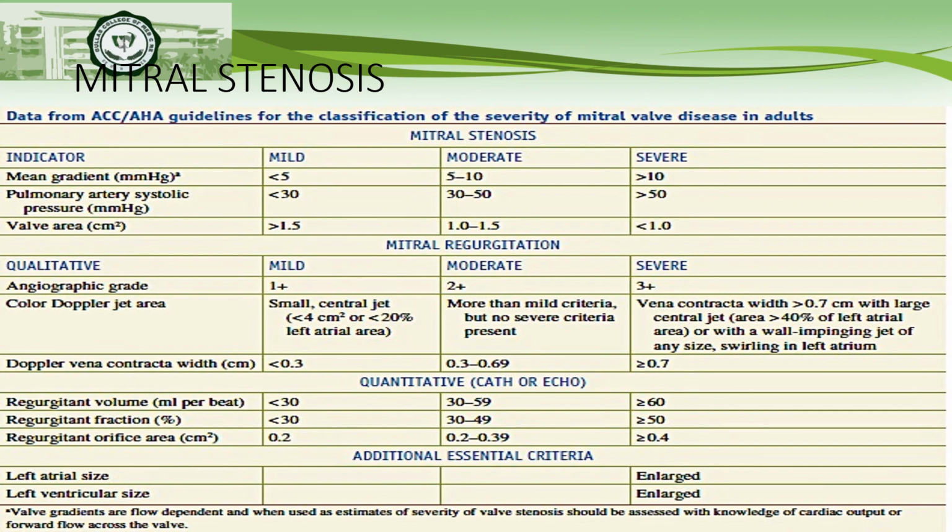This table is lifted from Schwartz, and this classifies the severity of mitral valve disease in adults. Note that severe MS has less than 1 square centimeter of valve area, resulting in an enlarged left atrial and ventricular size.